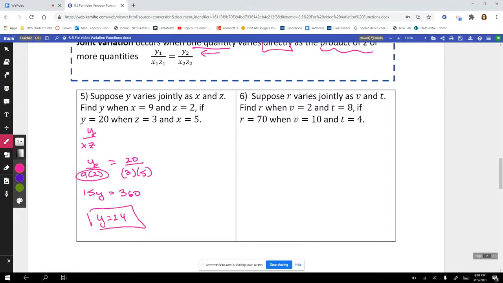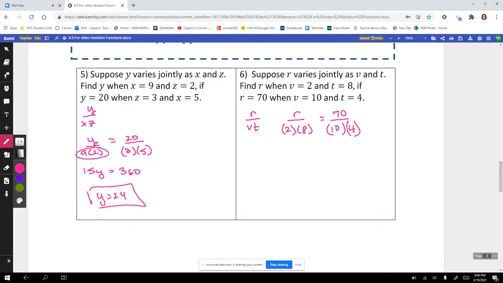Okay, the next one says, suppose r varies jointly as v and t. So r is my numerator, and v and t is my denominator. Find r when v is 2 and t is 8, if r is 70 when v is 10 and t is 4. So when I cross multiply, I get 40r is equal to, this gives me 16. 16 times 70 gives me 1,120. Divide both sides by 40, and r is equal to 28.